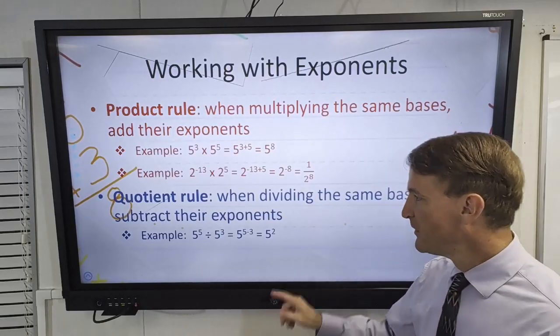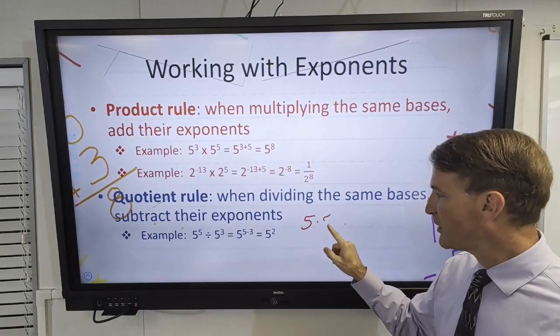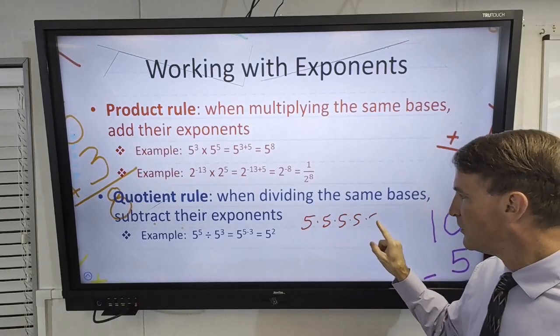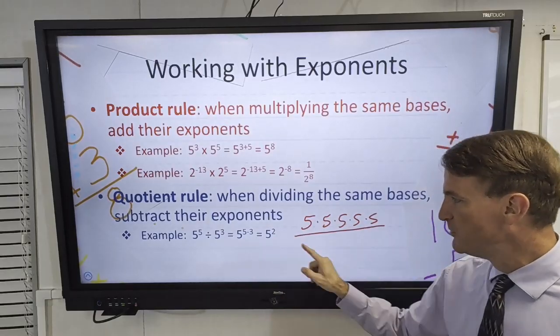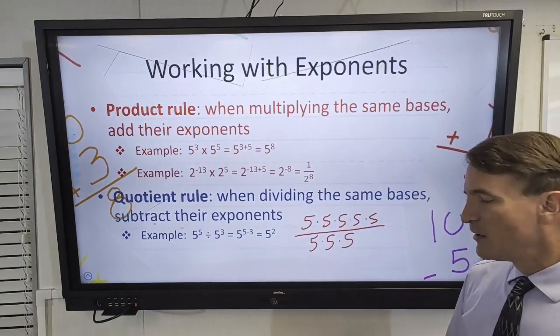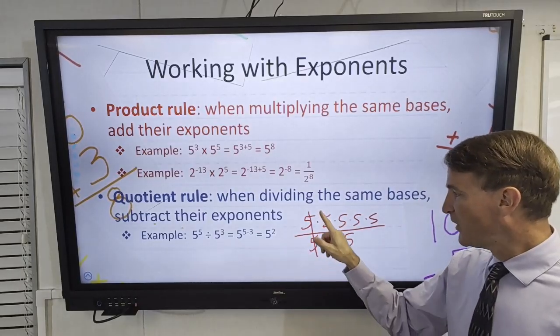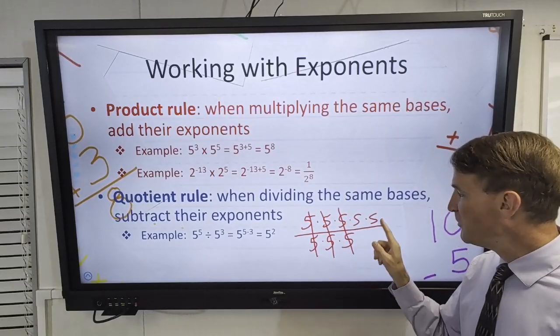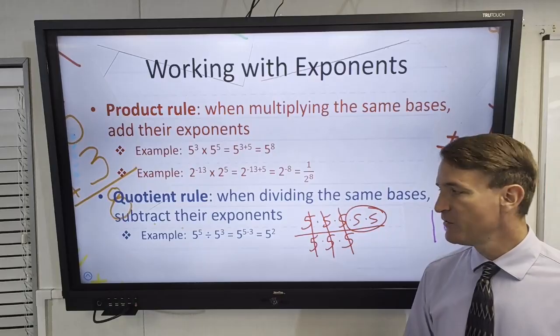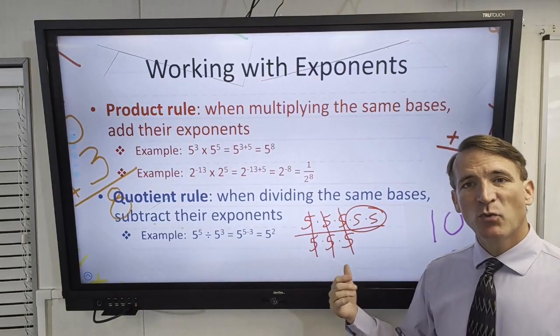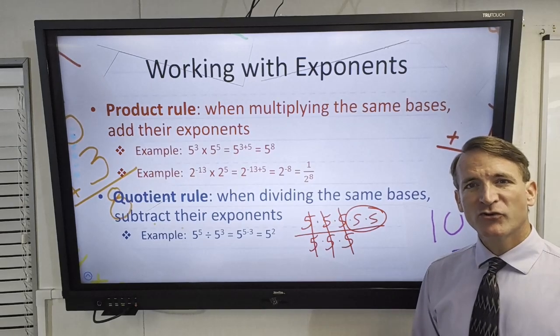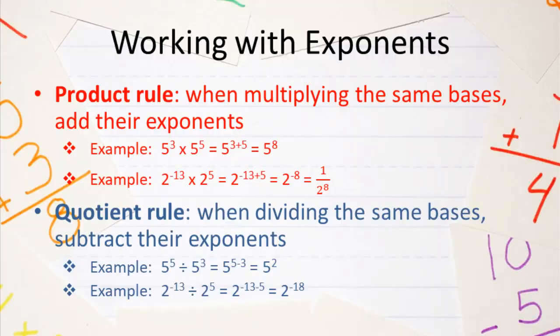And the reason for that, if I take 5 to the 5th and I write it out long form, and then I divide by 5 cubed, I can start canceling. These 5s cancel, these 5s cancel, these 5s cancel, leaving me with just 5 times 5, or 5 squared. So that's why the quotient rule works. Let's try a second one. Let's say I had 2 to the negative 13th divided by 2 to the 5th. Well, that would give me 2 to the negative 13 minus 5 power, or 2 to the negative 18th.